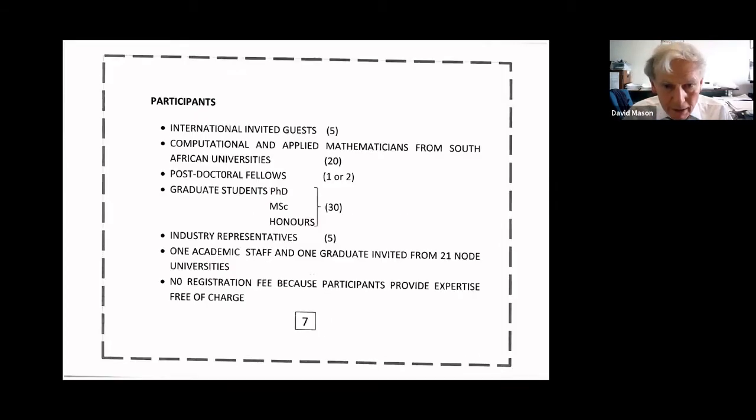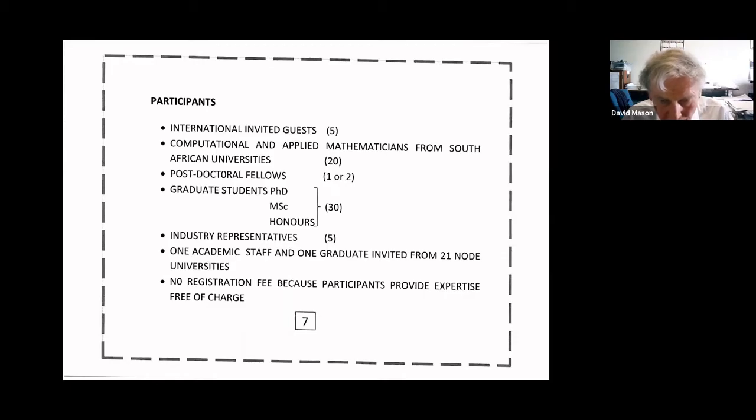Now the participants: there are usually about 5 international guests. They play a very important part. They're very, very experienced applied mathematicians, and the other participants, especially the graduate students and early career academics, learn a lot by working with these experts. There are about 20 academic staff, 1 or 2 postdoctoral fellows, and about 30 graduate students, all of whom have been to the modeling camp.